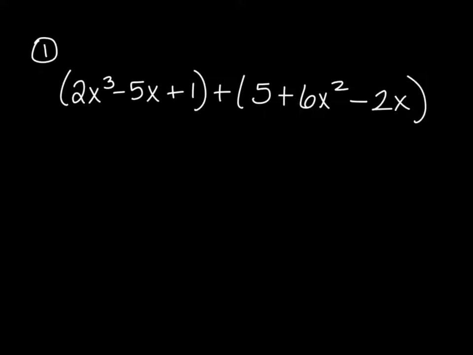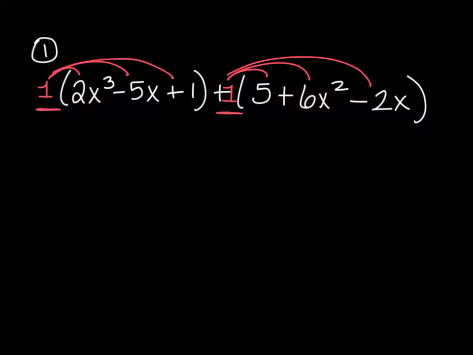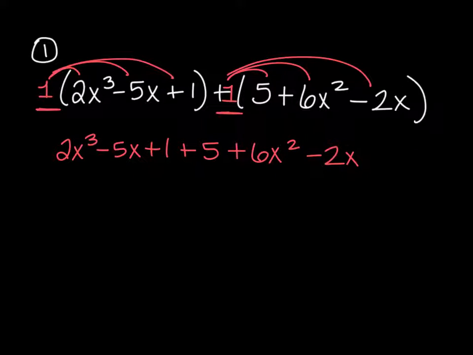So our first example, remember we need to distribute first, and I know that because I see parentheses. So I need to ask myself, what numbers are in the front of each of these to distribute? And if we don't have anything, that's just a 1. And you may notice when you multiply anything by 1, it's just going to stay the same. The same thing's going to happen on that second set, so I'm just going to re-copy down what I had. 2x to the 3rd minus 5x plus 1 plus 5 plus 6x squared minus 2x.